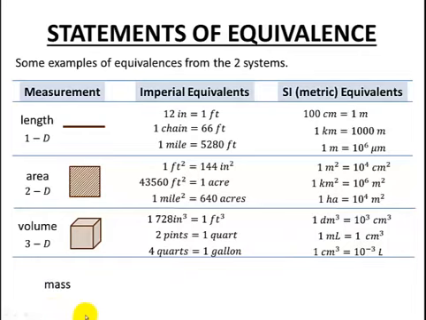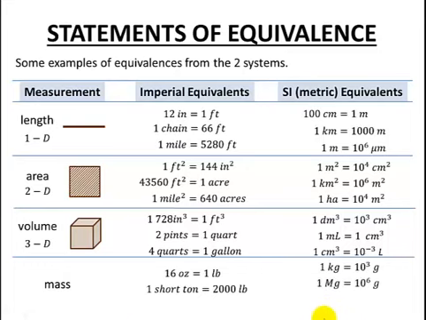Let's take a look at some mass examples. 16 ounces is 1 pound. 1 short ton is 2,000 pounds. 1 kilogram is 10 to the 3 grams, or 1,000 grams if you prefer. 1 megagram is 10 to the 6 grams. And 1 metric ton, remember T is metric ton, is 1,000 kilograms.